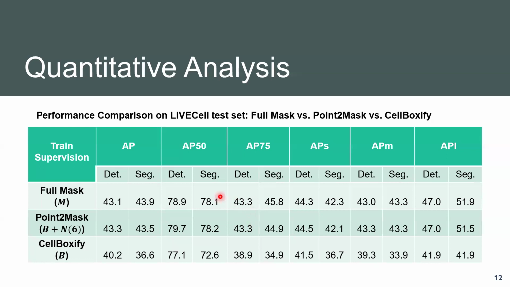Now this slide presents the quantitative performance comparison between Full Mask, Point to Mask, and Cellboxify on the LIVECell test set. The Full Mask method achieved a segmentation AP of 43.9, and Point to Mask achieved 43.5, and our proposed approach Cellboxify achieved 36.6. Despite only using bounding box annotations, Cellboxify reached 83.4% of the performance of the fully supervised method, demonstrating its effectiveness.